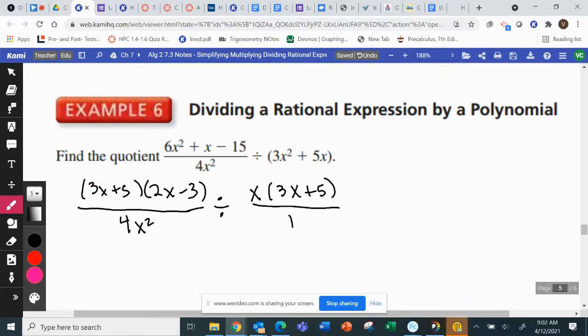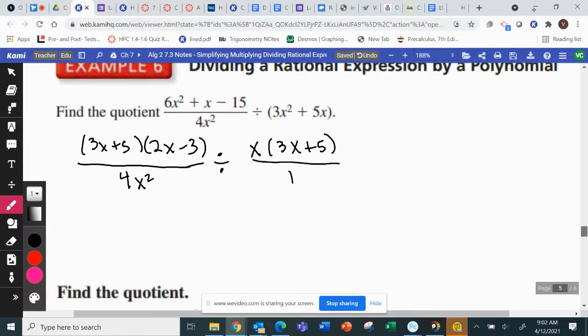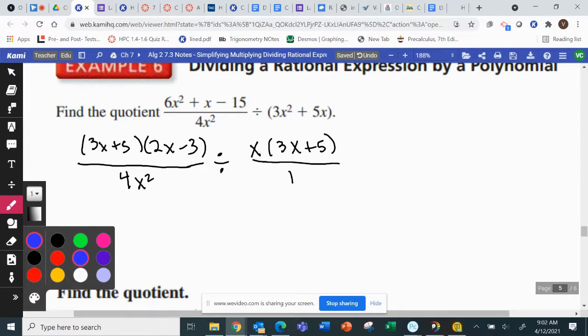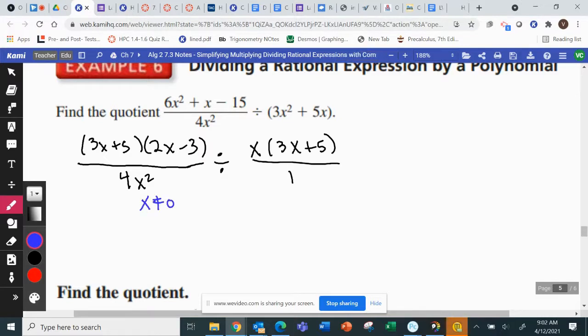All right, so we have factored it. What's our next step? Ella, what do we do after we factor? The restrictions? Yep, domain restrictions. So the only thing in the denominators is an x or an x squared, which is going to be x does not equal 0. It's the only thing that's there.